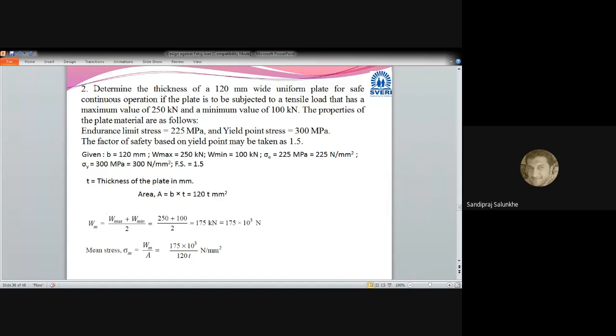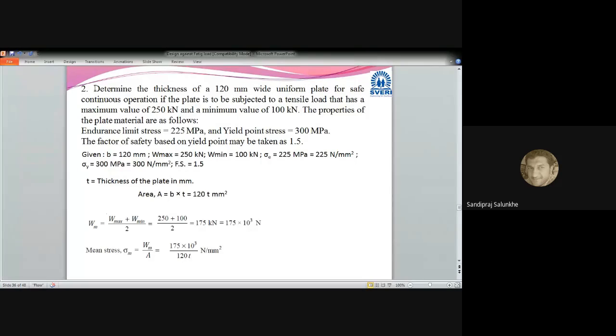Now, yesterday, as we have talked, this problem comes under what? Soderberg diagram, because here we are going to consider yield point instead of ultimate tensile strength. When we consider the yield point, we have to use Soderberg diagram, because for the Goodman diagram and modified Goodman diagram, we need the ultimate tensile strength of that material, which is not given in this problem. That's why naturally we'll solve this problem based on Soderberg's equation and Soderberg diagram.